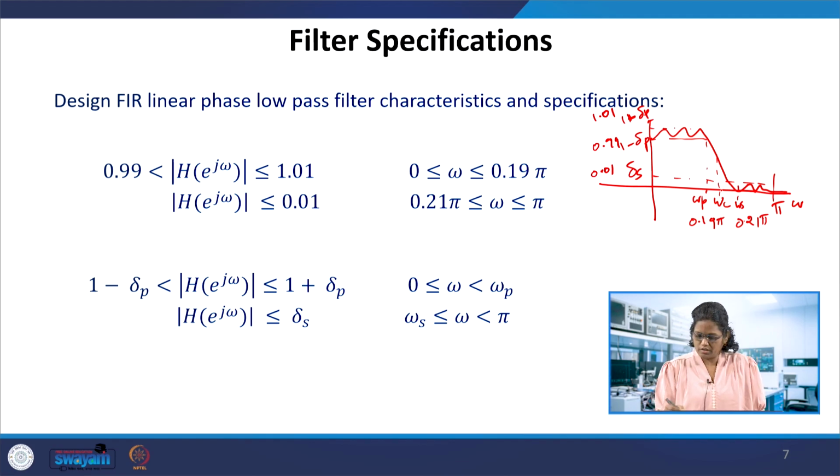Okay, so with these specifications, you can easily find omega c, that is 0.19 plus 0.21 at the midpoint of it, divided by 2. So the 1 plus delta p is known, and delta s is known, and omega p is known, and omega c is known. There is no number of samples in the window, or window specification. So it is just given to design this H of e power j omega with omega having this characteristic.